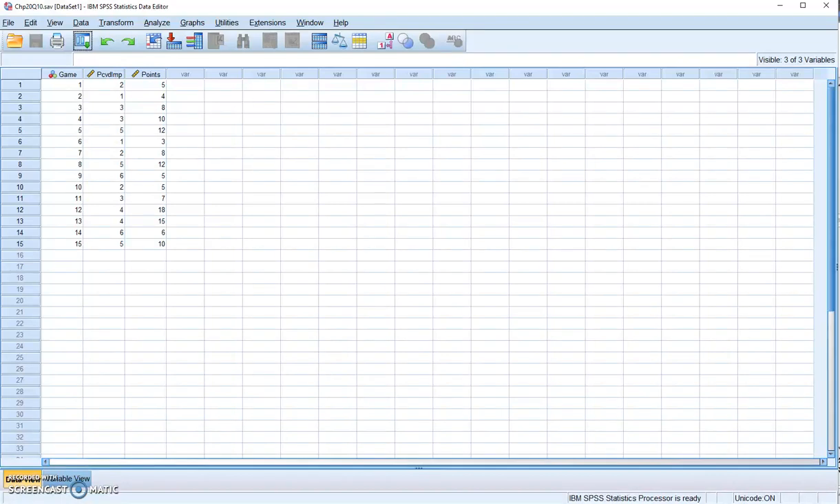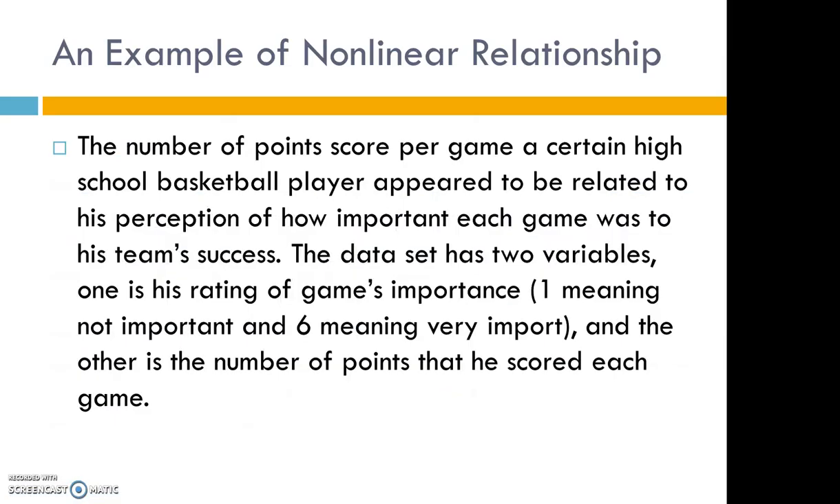Today we're going to learn what is the appropriate measure of variable relationship when two variables do not share a linear relationship. The example I'm going to use is here. There's a basketball player, and the number of points he scored per game seems to be related to how important he thinks each game was.